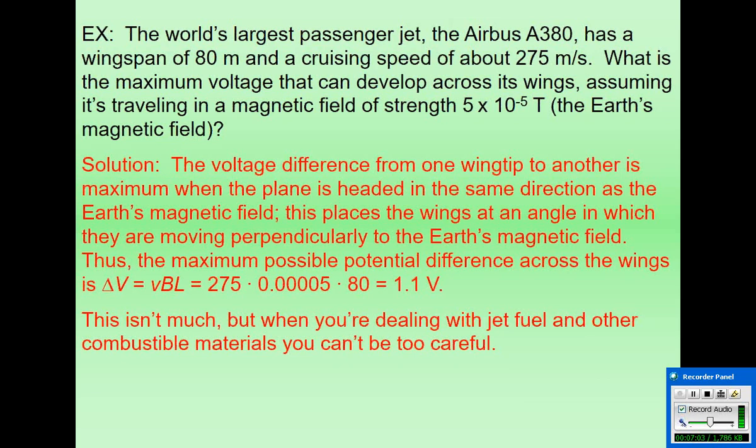Well, the maximum voltage that develops depends upon the orientation of the plane with respect to the magnetic field. But if we assume theta is 90 degrees, we'll get that the potential difference has a maximum of the speed times the field strength times the length over which we have separated these charges. And the speed, little v, is 275. The field strength in standard units is 0.00005. And the length over which the charges are separated is 80 meters. And we get 1.1 volts.